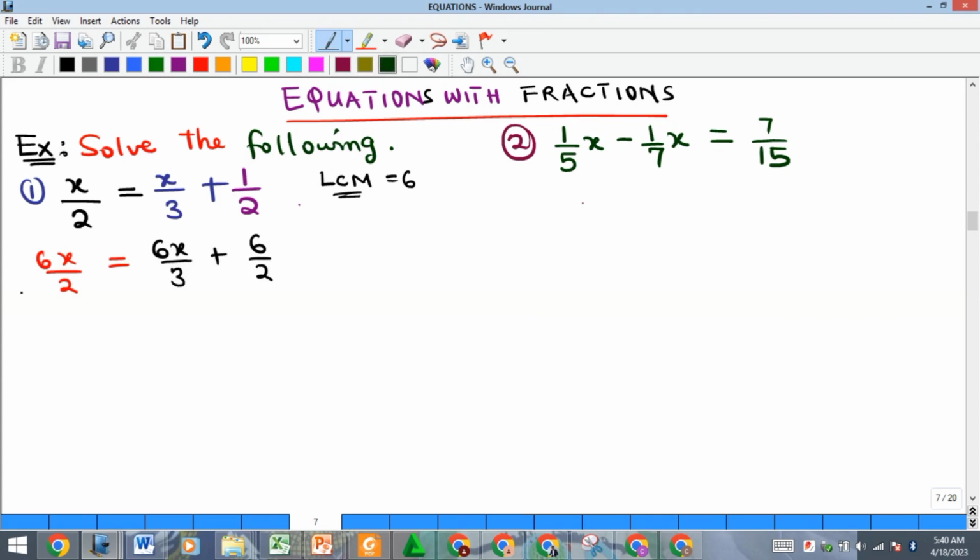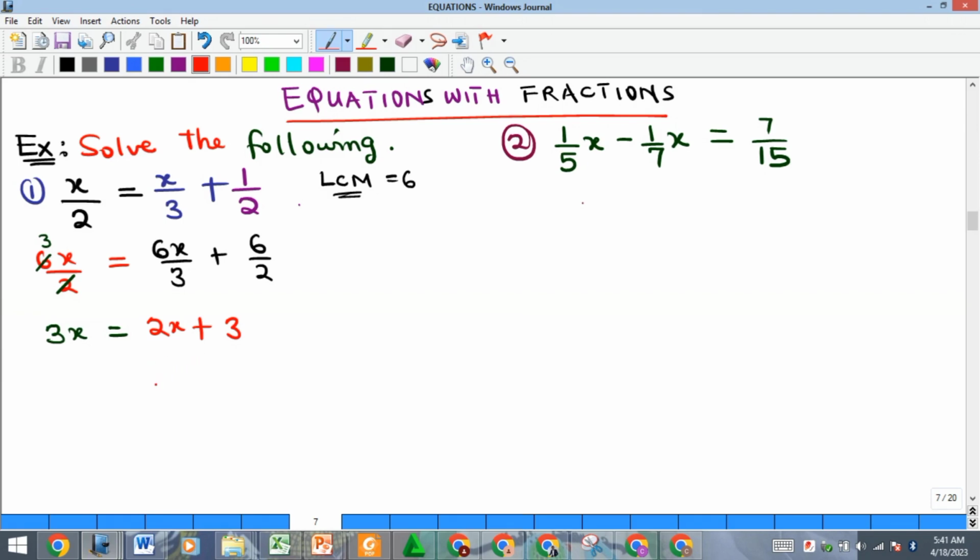So if you now reduce what you have, of course 2 will go here and then will give us 3. So we just have 3x on the left hand side, while on the right hand side we will have 2x plus 3. The essence of that multiplication, like I said earlier, is to deal with the denominators, and that has happened now.